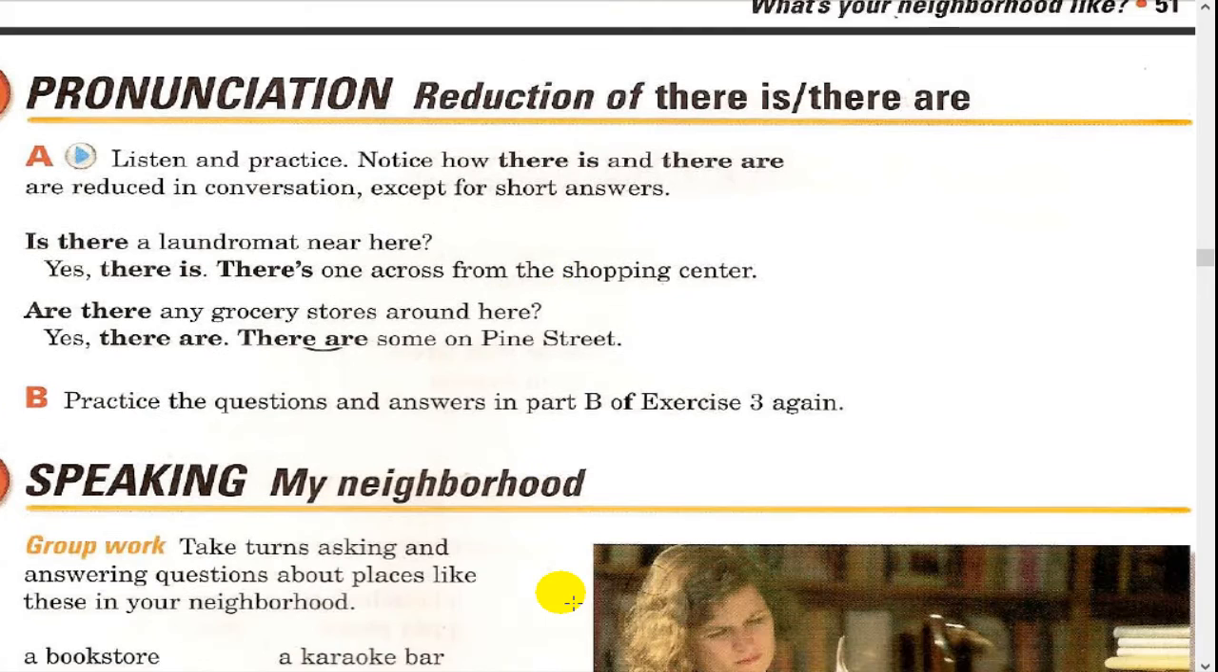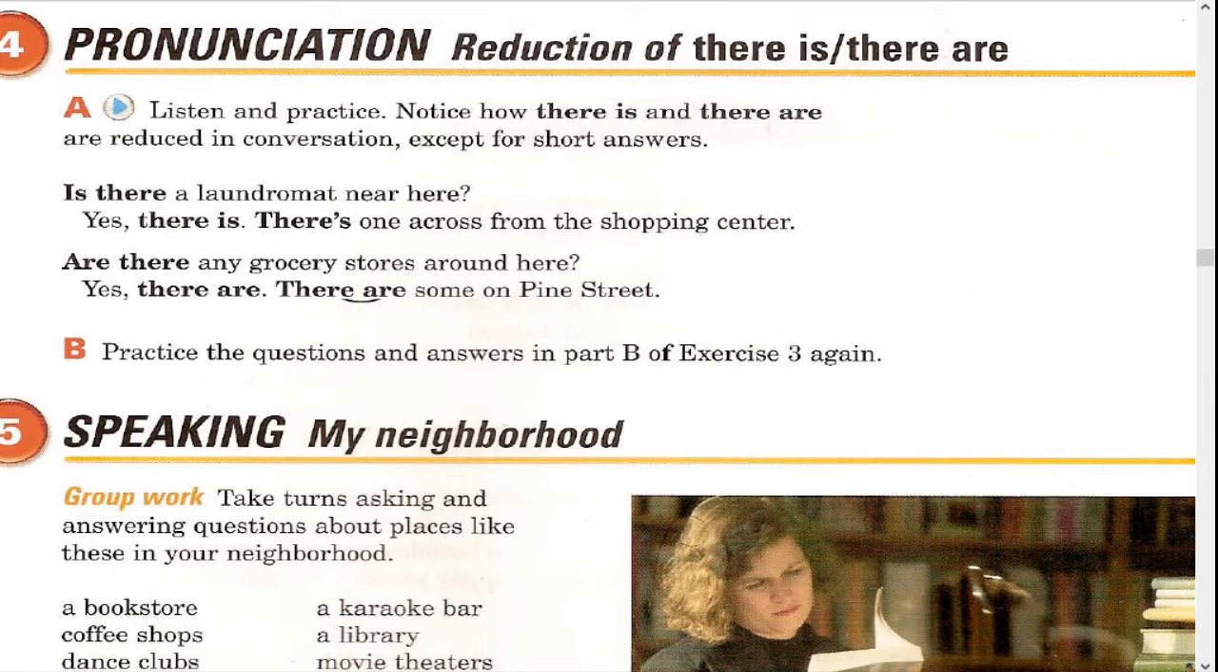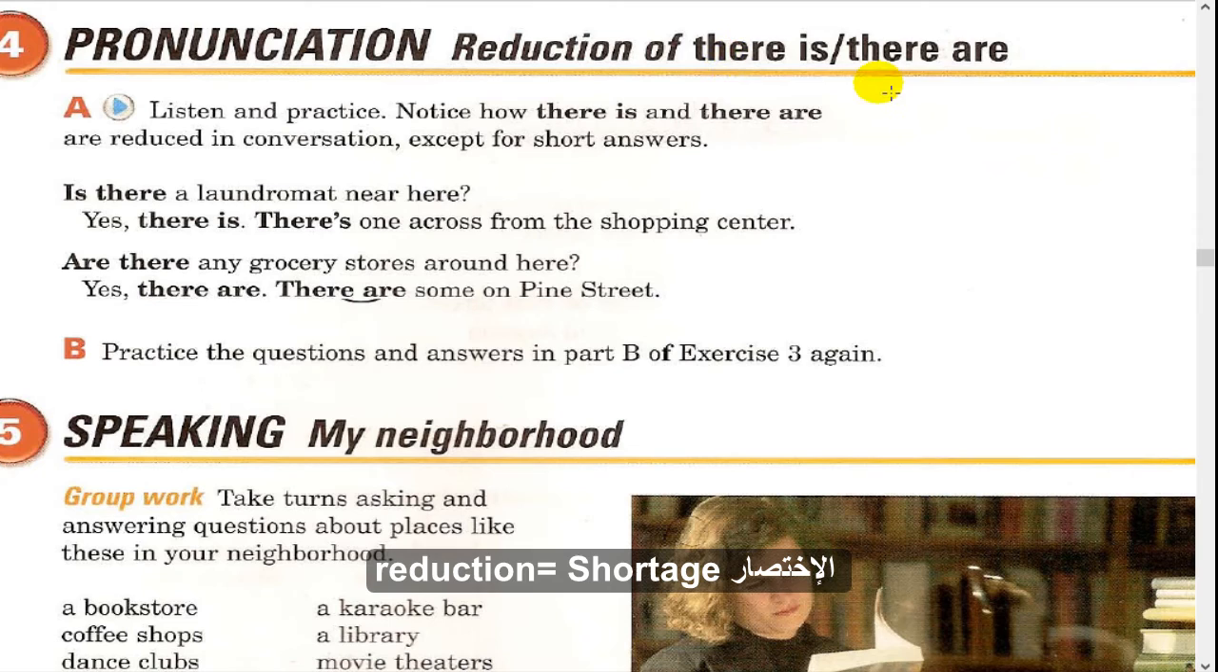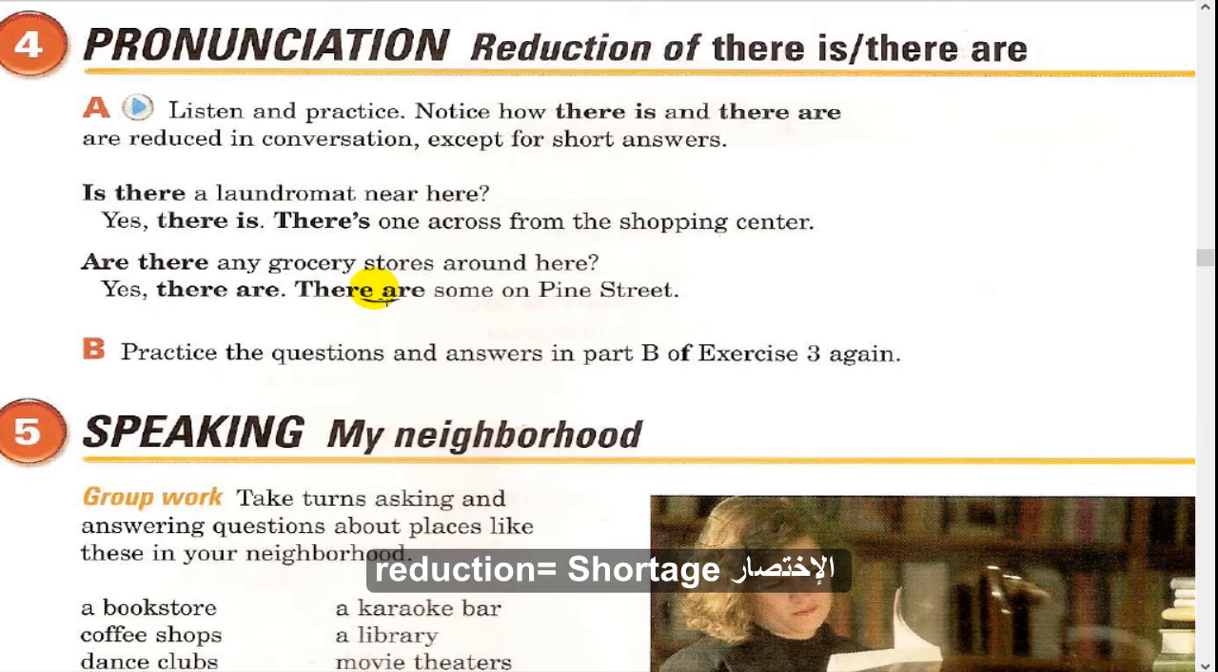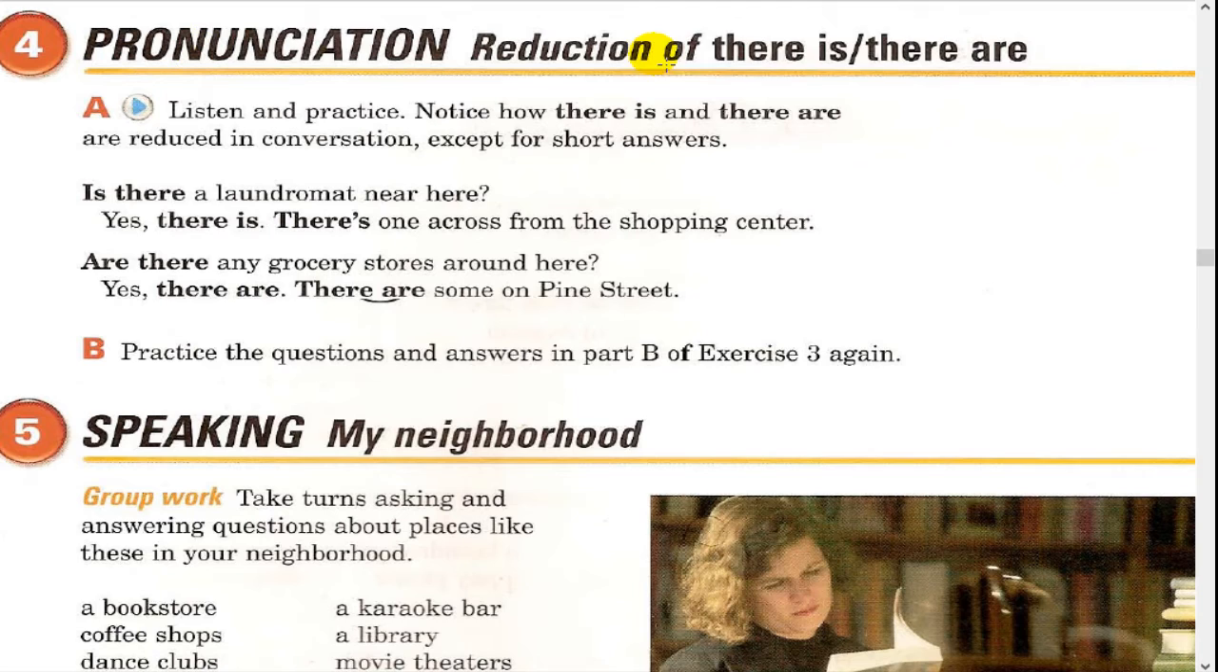Exercise number 4. Exercise 4. Pronunciation. Reduction of there is, there are. Reduction, shortage. Page 52. Exercise 4. Pronunciation. Reduction of there is, there are. Part A. Listen and practice. Notice how there is and there are reduced in conversation, except for short answers.